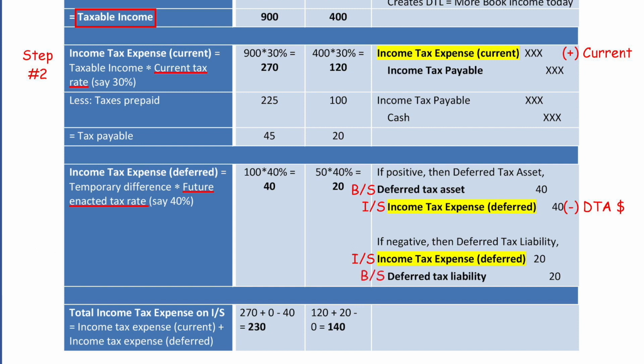Now since the deferred tax liability for the year results in a debit to income tax expense deferred, we know that the income tax expense actually increases on account of the deferred tax liability. So write plus DTL dollars.